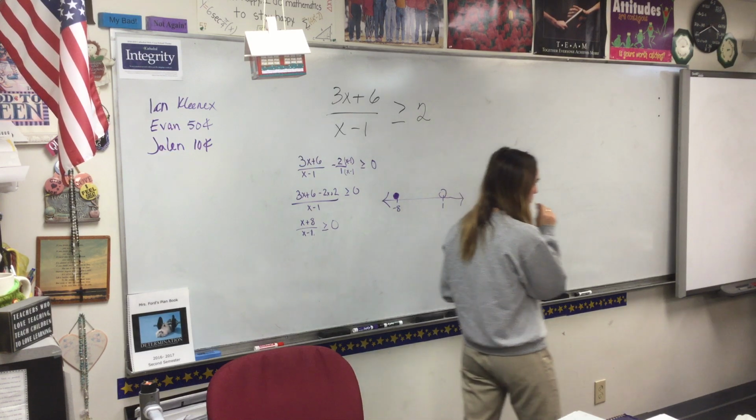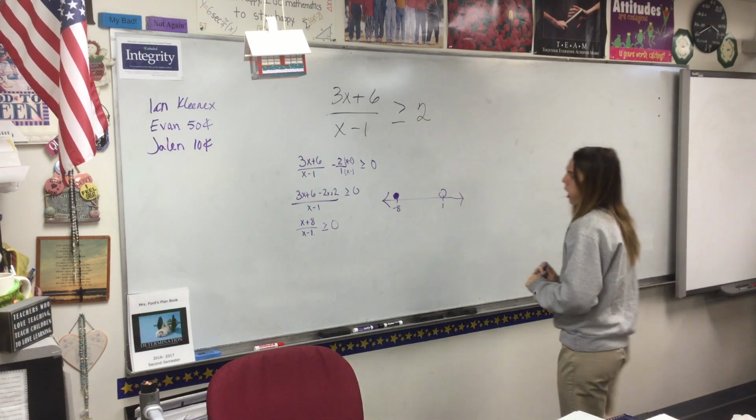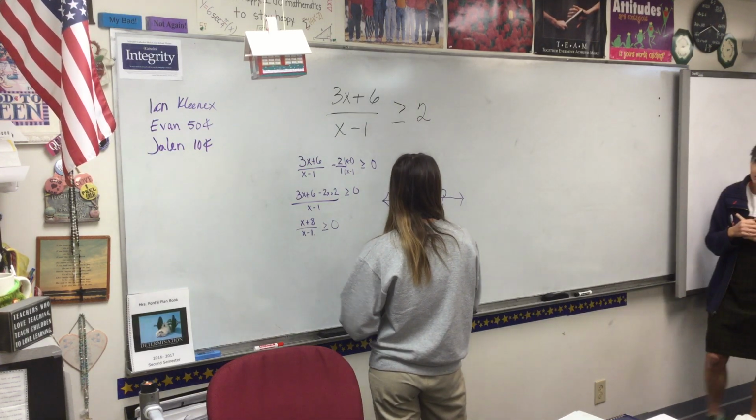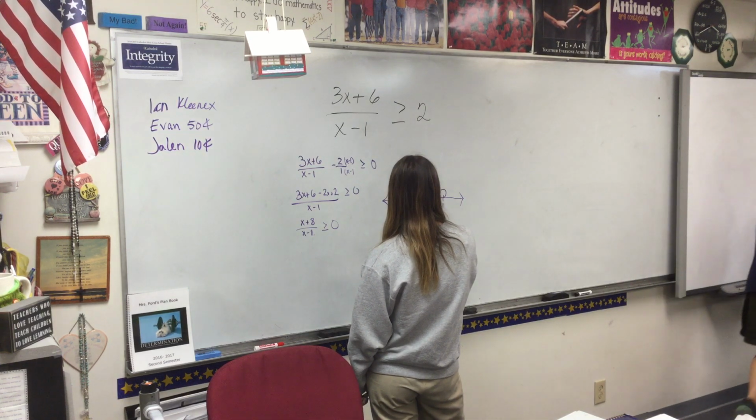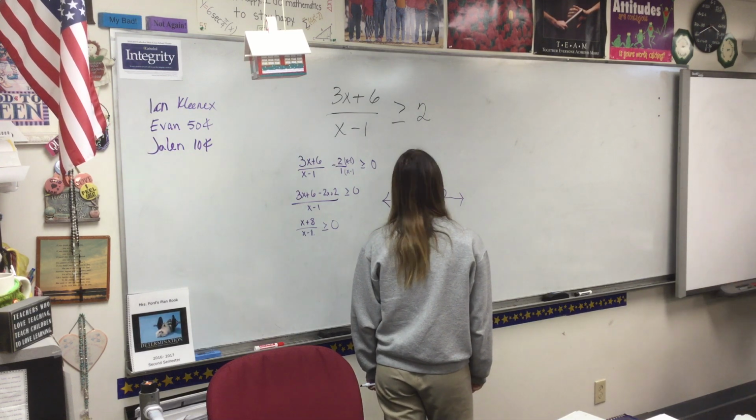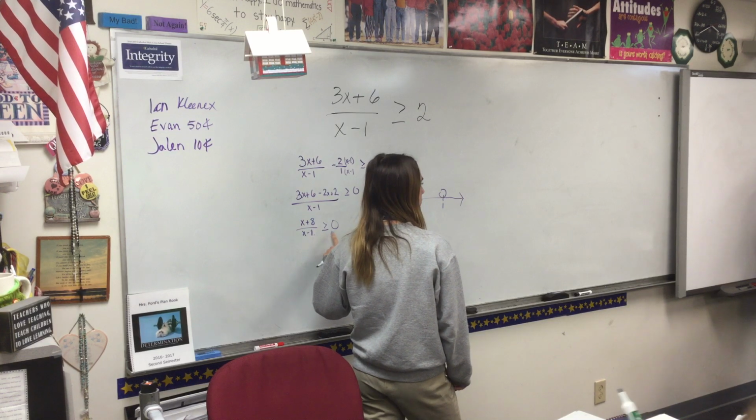What is our first thing? Minus the 2 over. We've got to get 0. So the first thing we need to do is subtract the 2 over. How do you know you fill in there? It's equal, because it's the original sign.